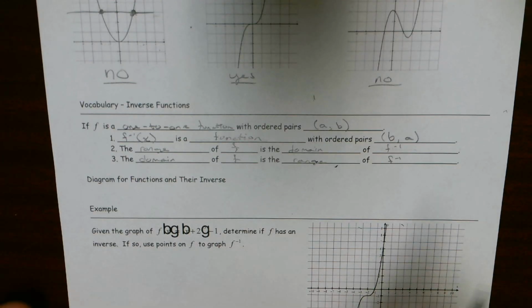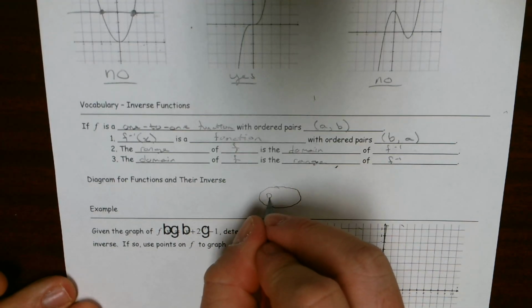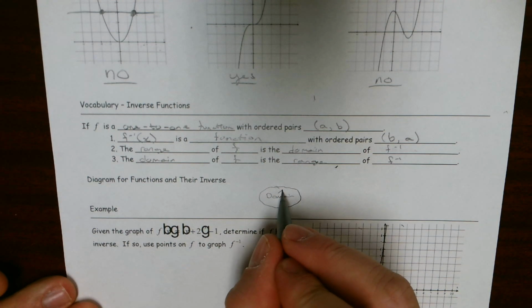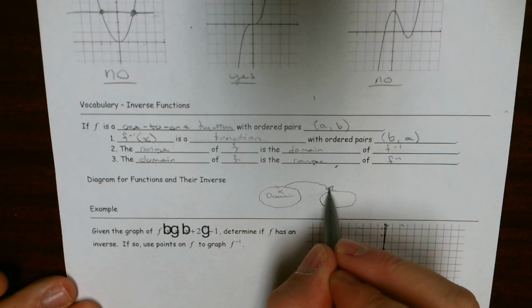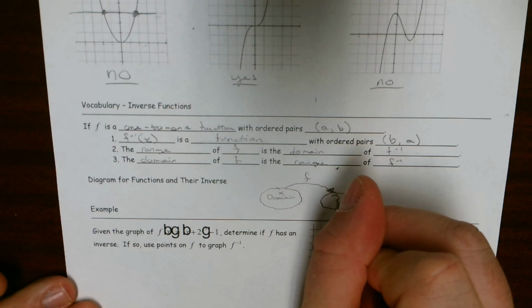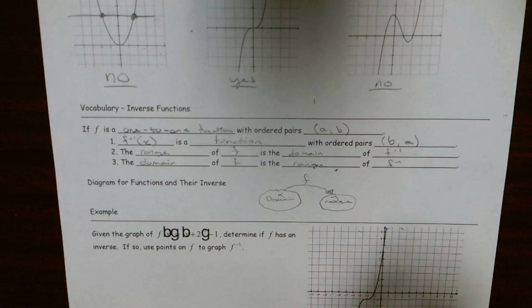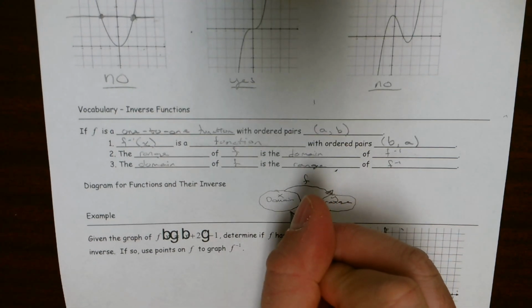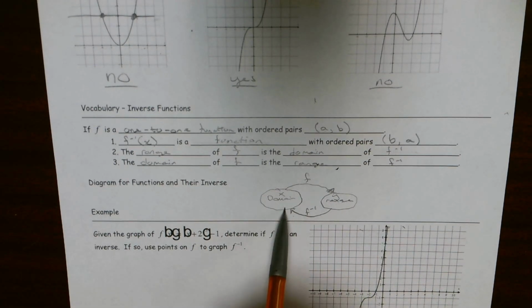If we want to have a little diagram about how inverses work, imagine we have a set here. We'll call this the domain, or the x coordinate. A function f takes elements of the domain and maps them to elements of the range, or y coordinates. An inverse essentially undoes that. An inverse takes elements of the function's range and maps them back to the function's domain. Pretty simple to understand.